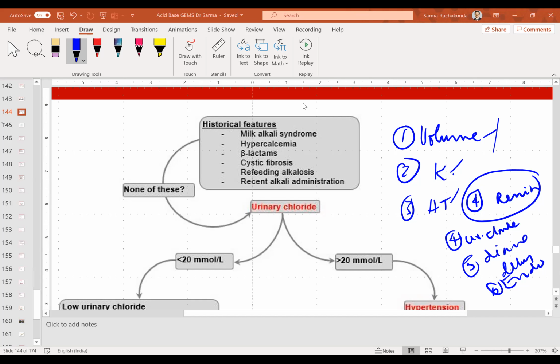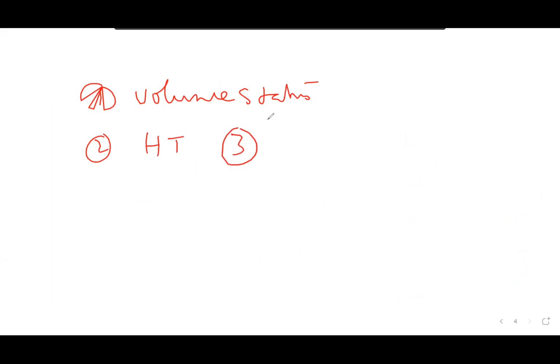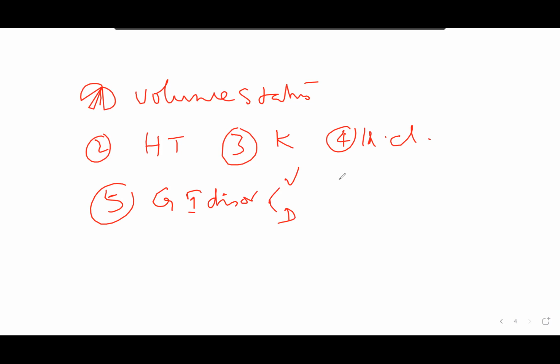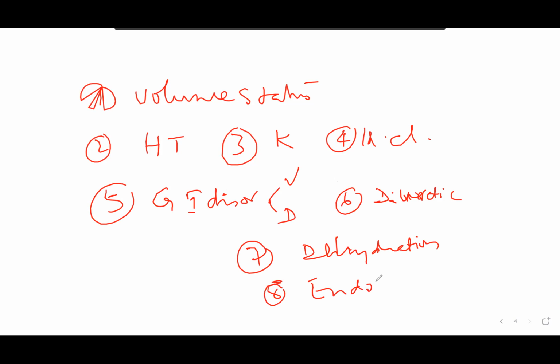So if you want, I will write it here for you. You can copy them. So what is the first question? Volume status. Second thing is the hypertension. Third thing is potassium, serum potassium. Fourth thing is urine chloride. Fifth thing is GI disorder, history of vomiting or diarrhea. Sixth thing is diuretic use. And seventh thing is dehydration due to any other cause. And eighth is endocrinal disorder, underlying Cushing's or Addison's or pheochromocytoma, primary hyperaldosteronism, or even diabetes for that matter.